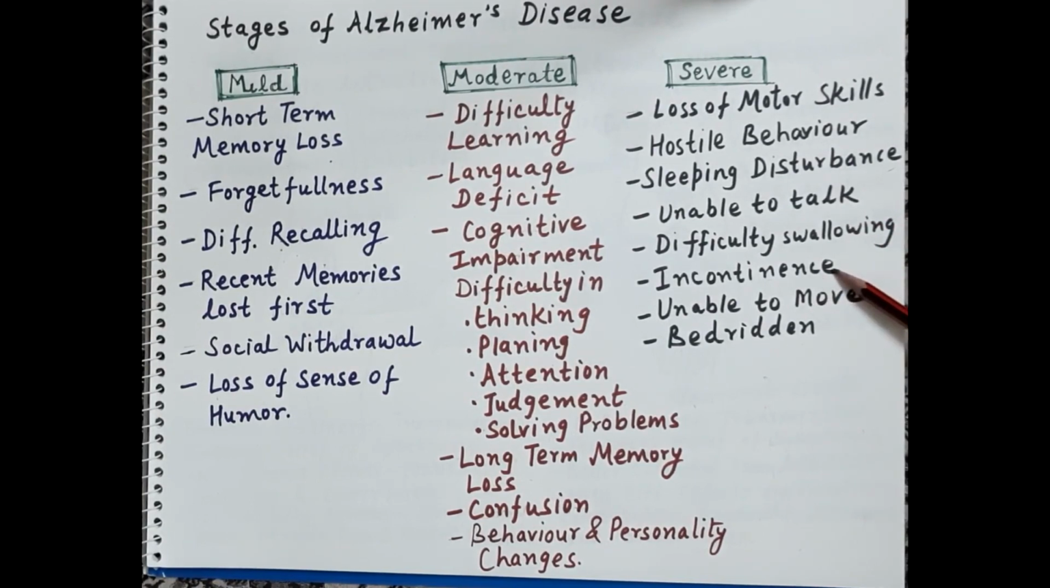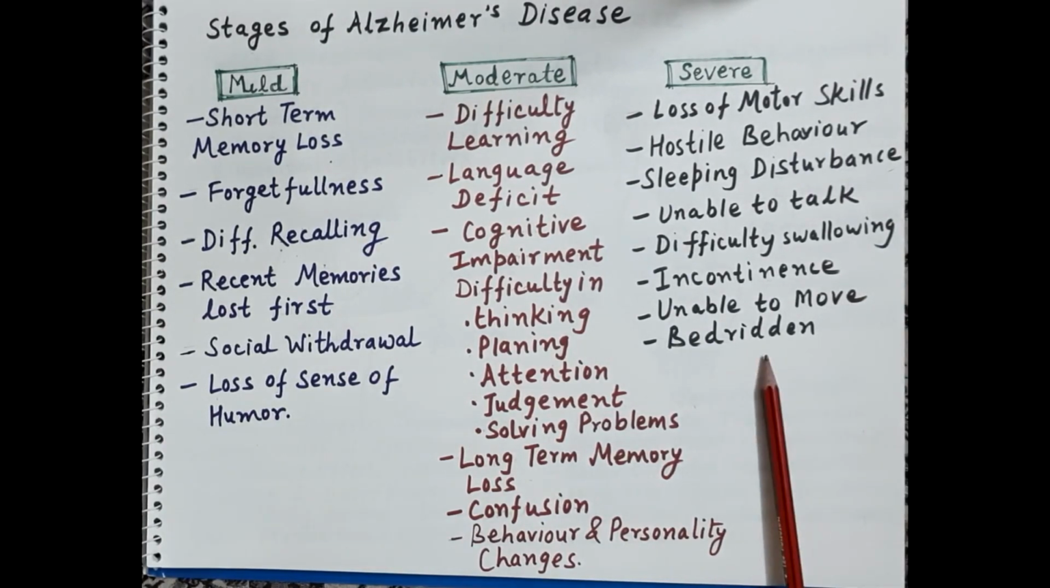The patient loses control over the process of excretion, which results in incontinence, and the patient is unable to move, and the person remains bedridden, which results in infections and bed sores. The disease progresses from mild to severe over a period of 5 to 10 years, depending upon the rate of progression of the disease.